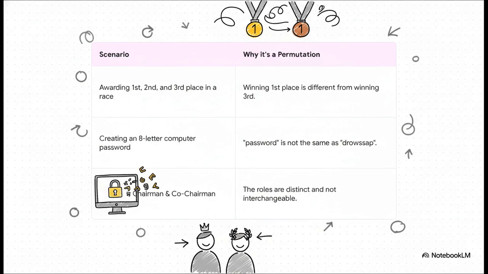Awarding gold, silver, and bronze medals in a race? Oh yeah, that's a permutation, because first place is way different than third. Creating a computer password? Absolutely a permutation. And electing a chairman and a co-chairman? The roles are different, so the order you pick them in creates a totally different outcome.